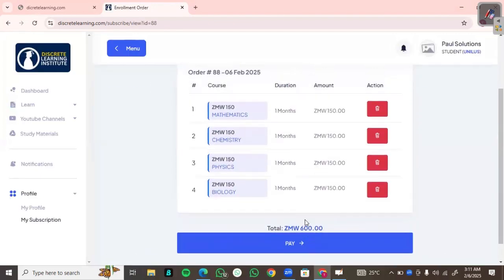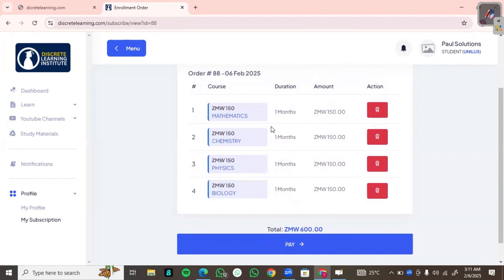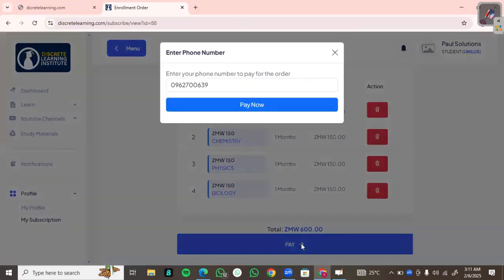It will take you to this page that will show you the total amount that you're going to pay for all those courses that you've selected. Then you click pay. You're going to have this drop down come up. Here you put the phone number that you're going to use to pay. If you are paying using maybe a mobile money agent, tell them to put their number here. Then you click pay now.